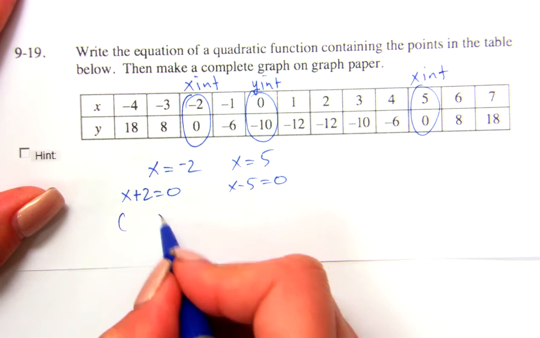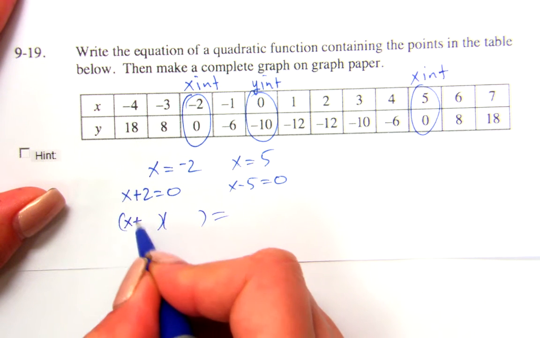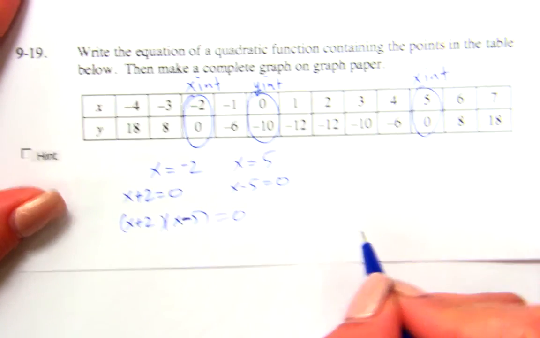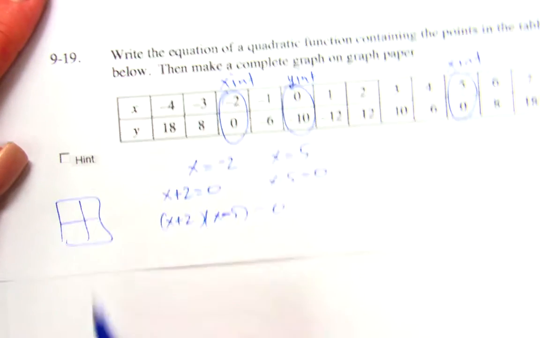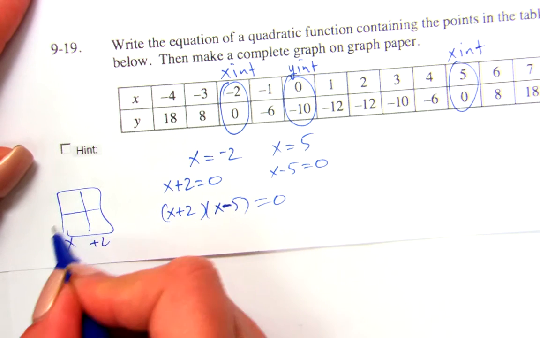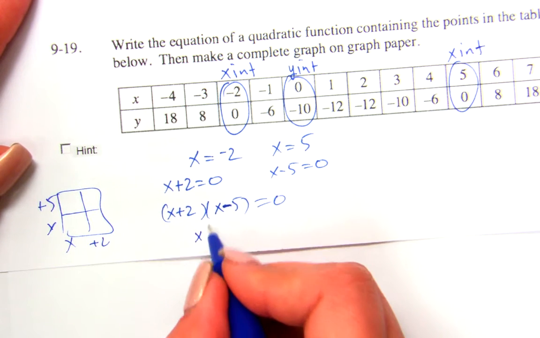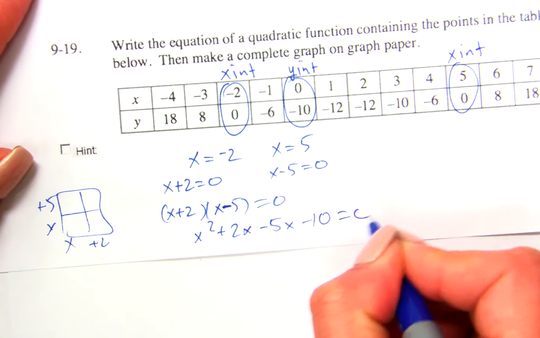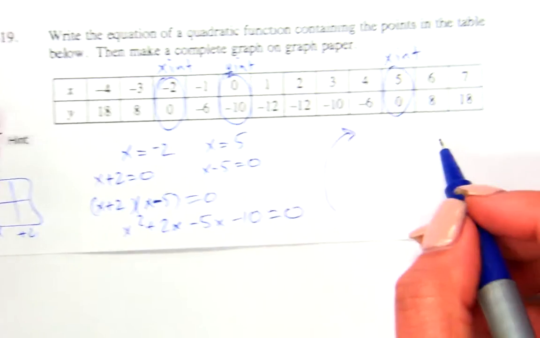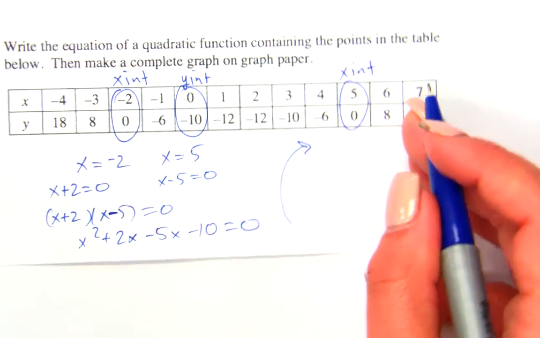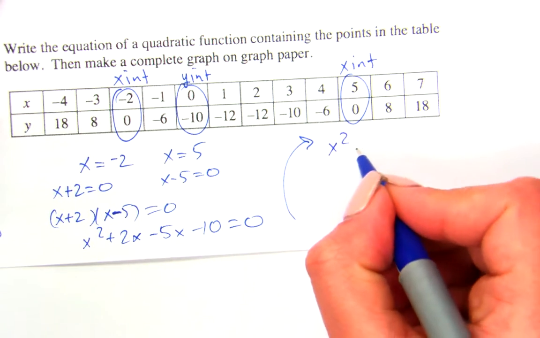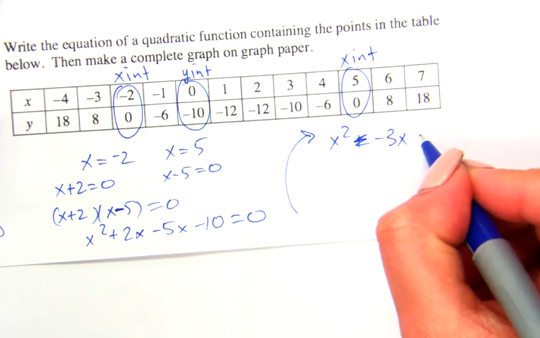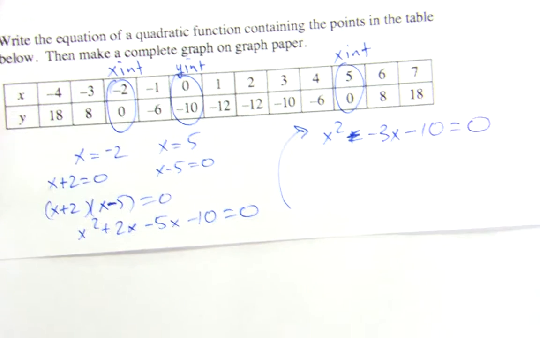And then the next thing would be to do (x + 2)(x - 5) = 0. And I'm going to do a box really quickly if you really want to. And then you do x plus 2, x minus 5, and you end up with x squared plus 2x minus 5x minus 10 equals 0. And I'm going to clean it up over here. So you get x squared, oopsie, not plus, minus 3x minus 10 equals 0. And now you're going to check.